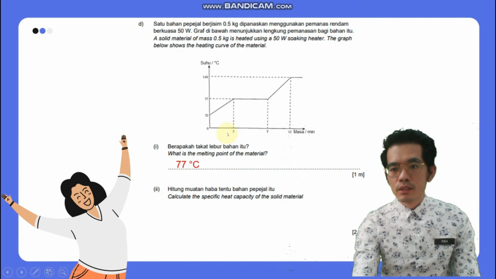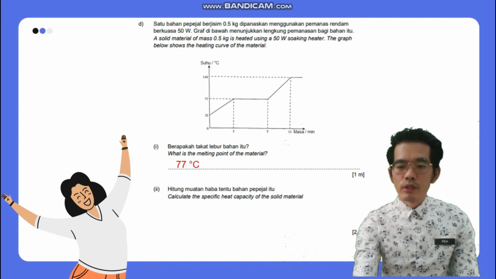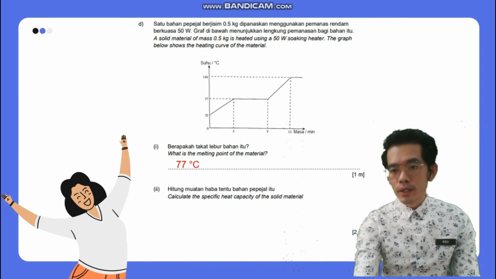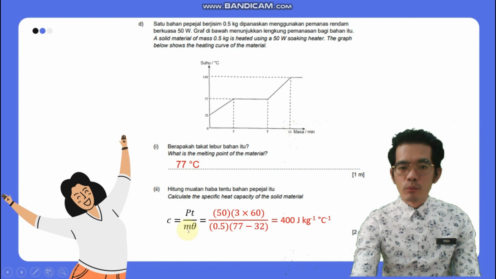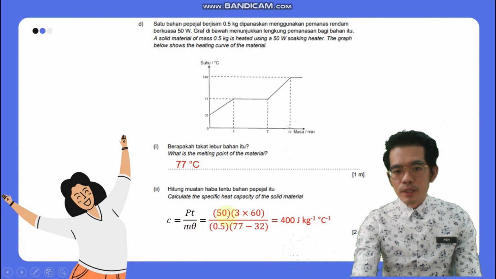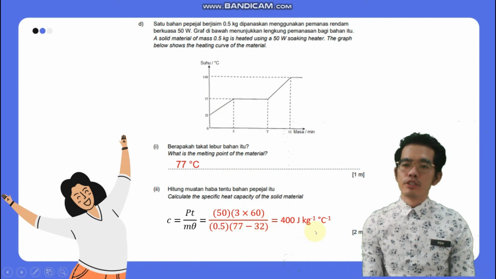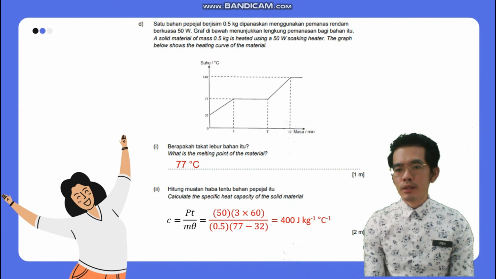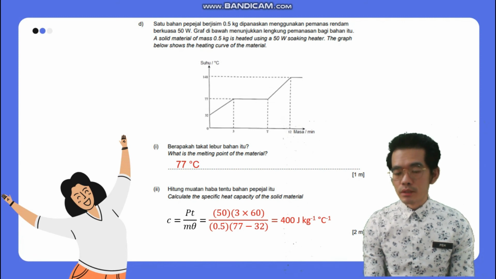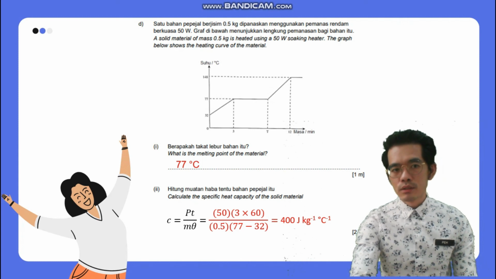So we can use the formula Q equals Pt to get the value of Q, and then we divide by mθ. We substitute all the values: P is 50, time taken 3 minutes, changed to SI unit will be times 60, the mass is 0.5, and the temperature change is from 32 to 77. Substituting all the values, we get the specific heat capacity of the solid material to be 400 joule per kg per degree Celsius. So that's all for the discussion regarding section 4.2 specific heat capacity today.